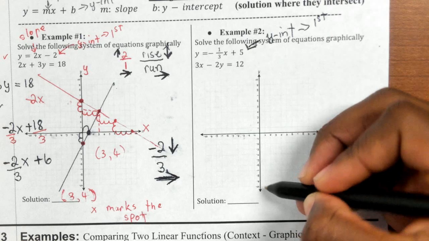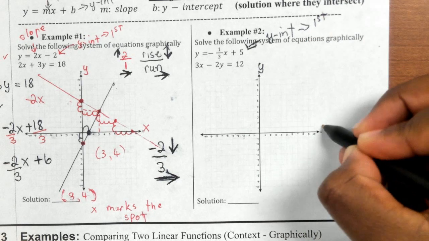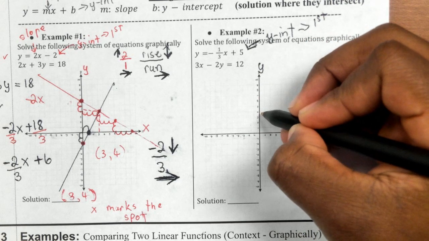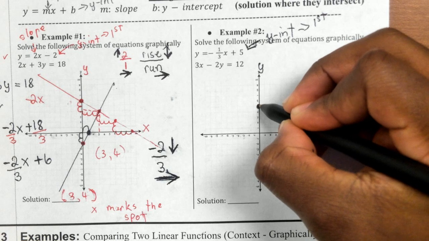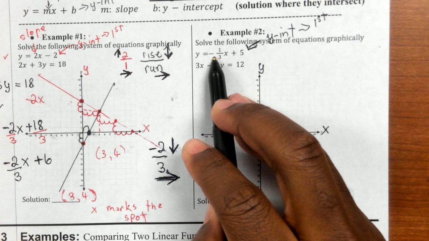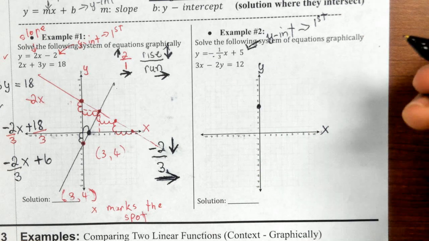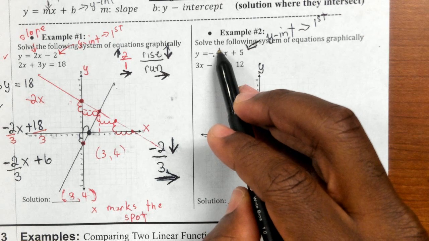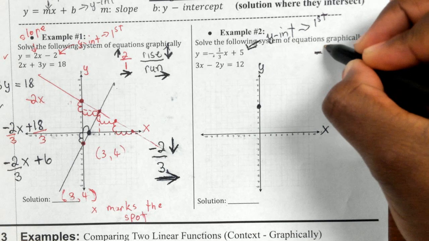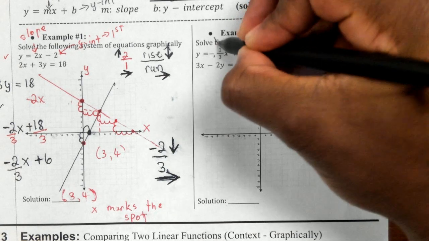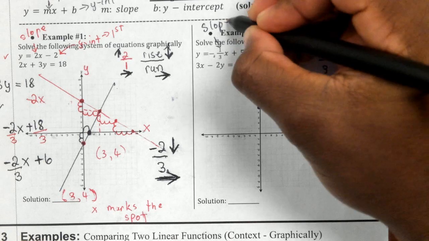So we're going to go to the y-axis, which is this one, okay? And we're going to go to positive 5, which is right here. Now I'm going to ask myself, what does my slope mean to me? Because slope tells you direction. So the negative only applies to the numerator. So we have a negative 1 over 3 as my slope, okay?